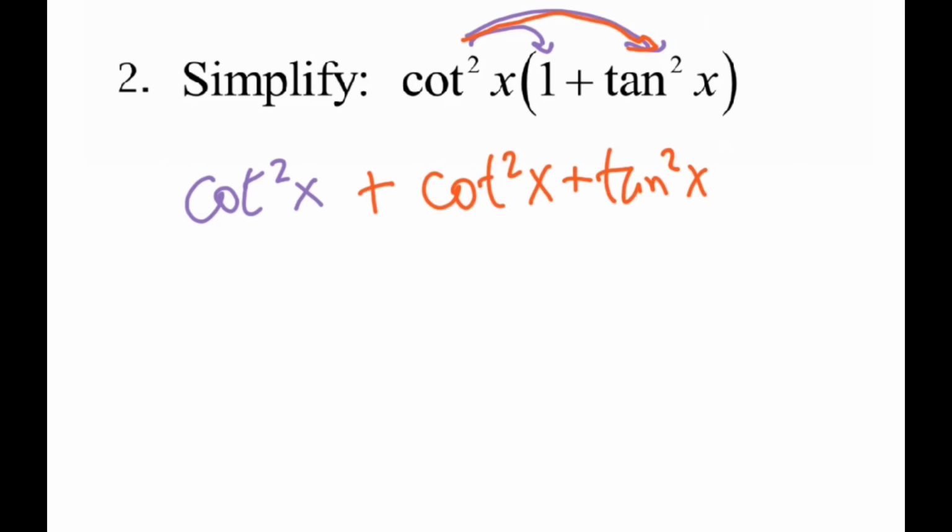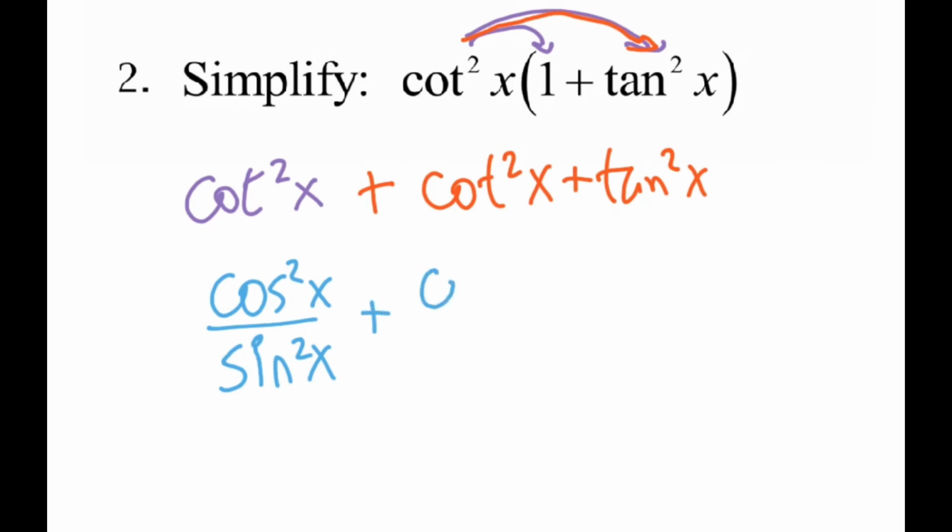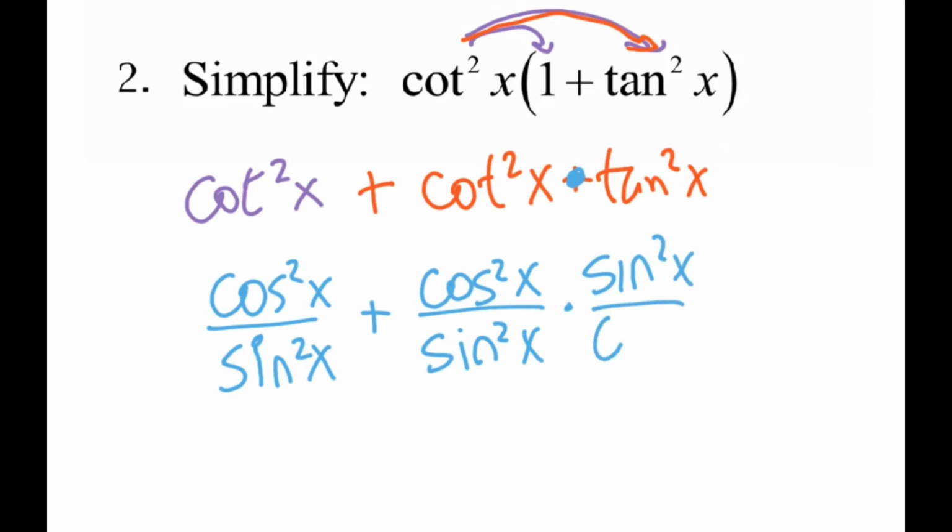And so let's think of our quotient identities. So instead of cotangent, I'm going to write cosine squared x over sine squared x. And I will tell you that this is one little strategy that you could use: always look to write things in terms of sine and cosine. I feel like that helps a lot because then you can get everything in terms of two basic things, and it really does help move you along the path. Sorry, that should be a multiply right there. And then times tangent squared is going to be sine squared x over cosine squared x.